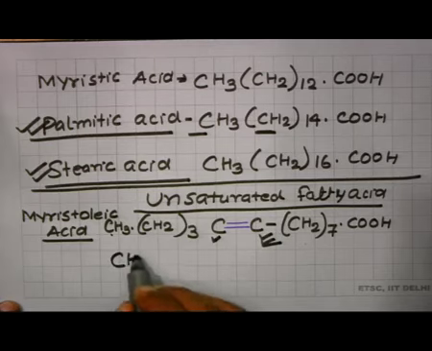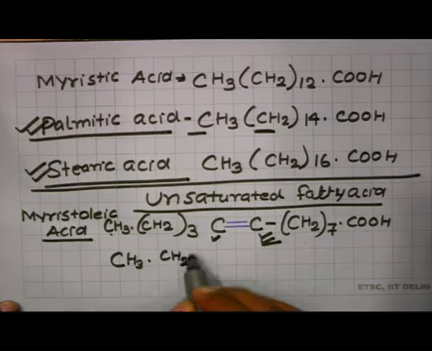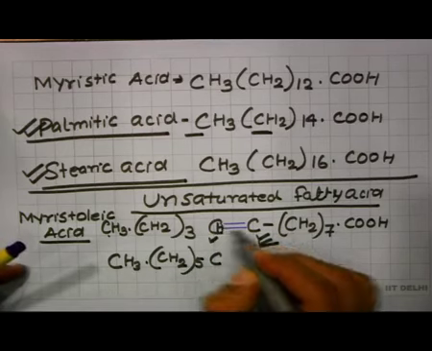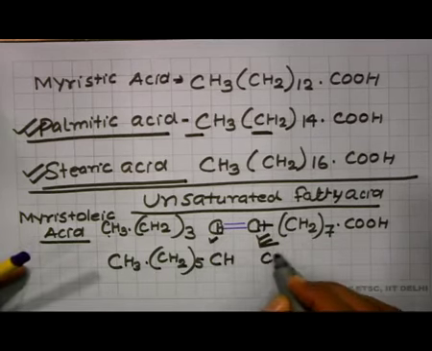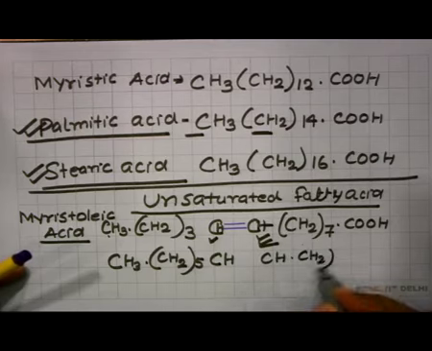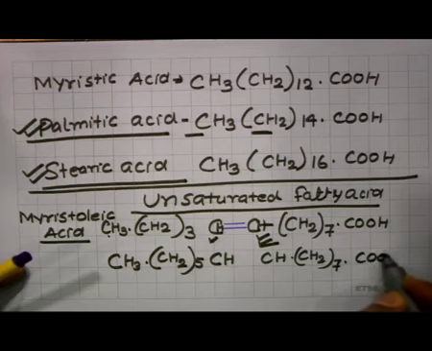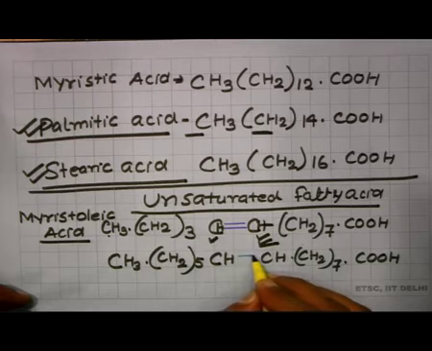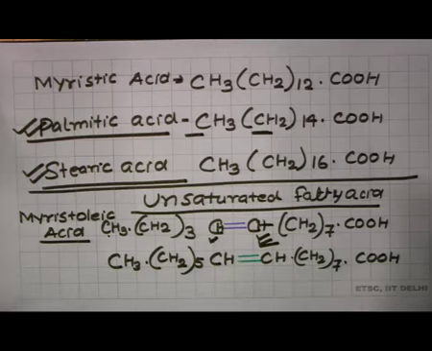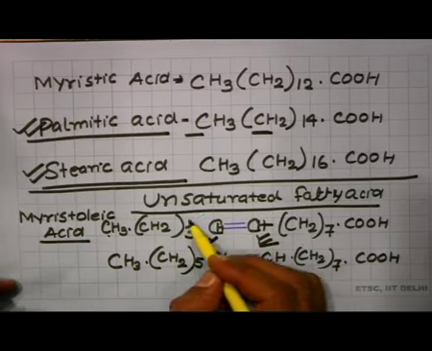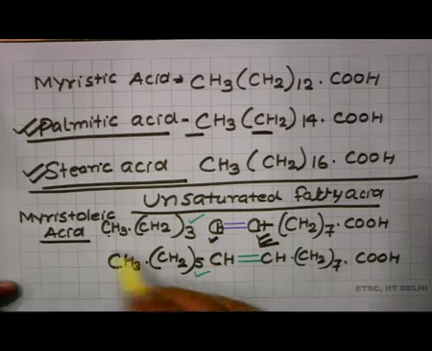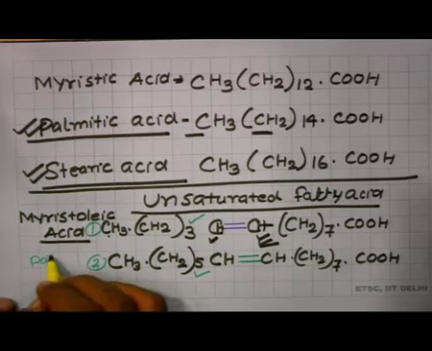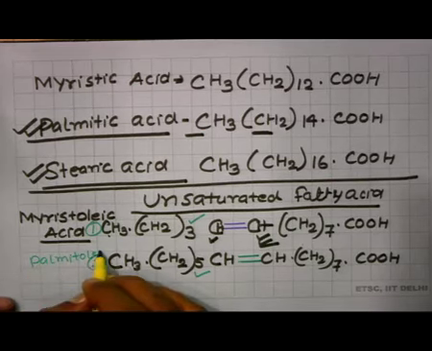If this one, CH3 CH2 is multiplied by 5, with the same structure and hydrogen also present, CH=CH (CH2)7 COOH, here between the 7th and 8th carbon there is a double bond. So, you can easily replace 3 by 5 in the same structure as the first unsaturated fatty acid. This structure is called palmitoleic acid.